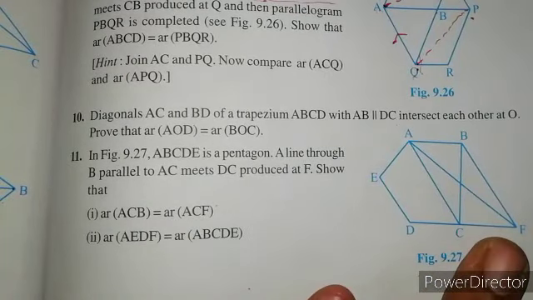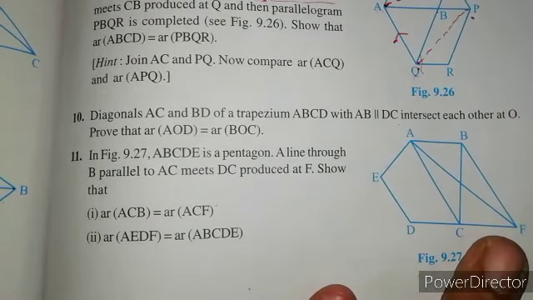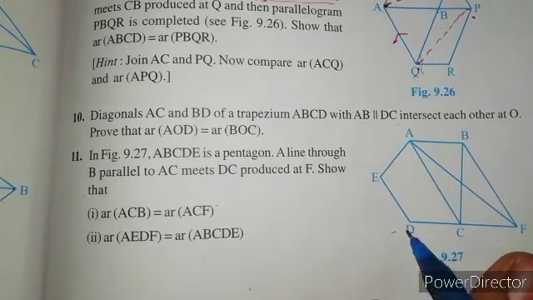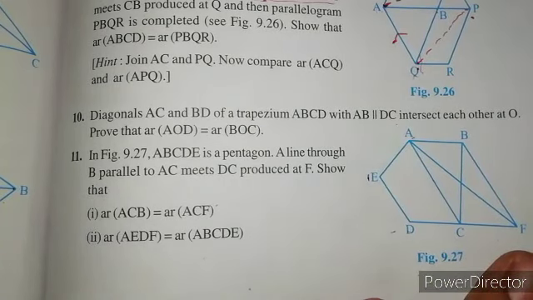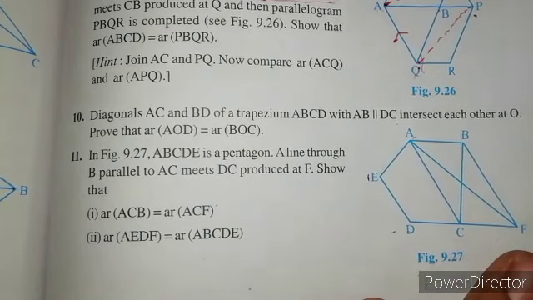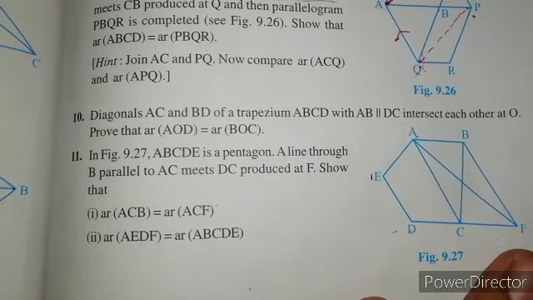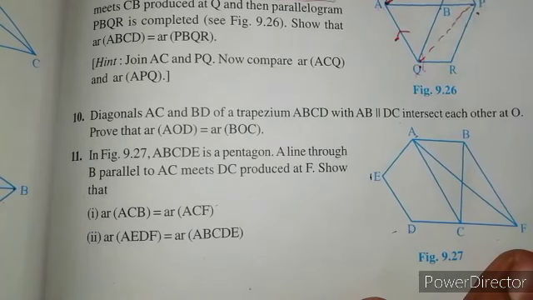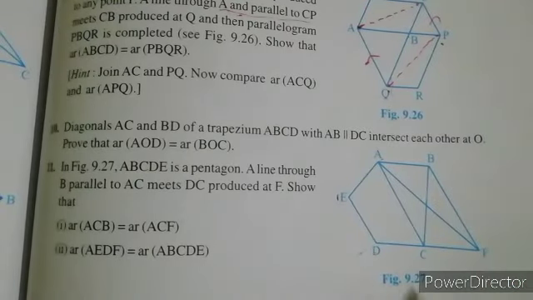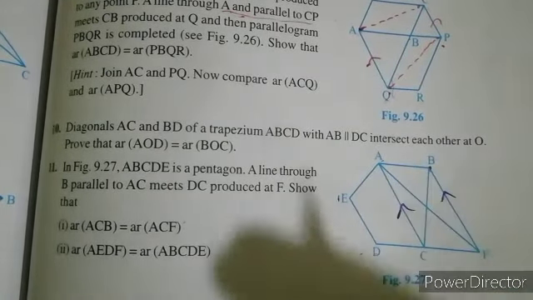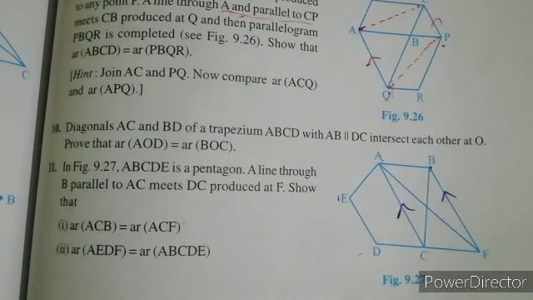So in this 11th question we are given a pentagon here. Pentagon means a polygon which has 5 sides. So AB, BC, CD, ED and AE, these are the 5 sides. So let us show these two questions here. Okay, so let me draw first in my copy. So here it is given a line through B is parallel to AC, means these two lines are parallel to each other. Okay, so let us show area of ACB and ACF.